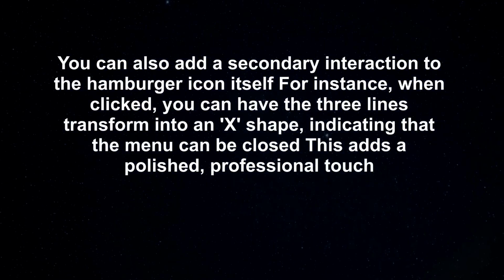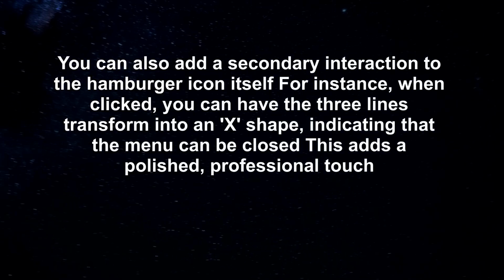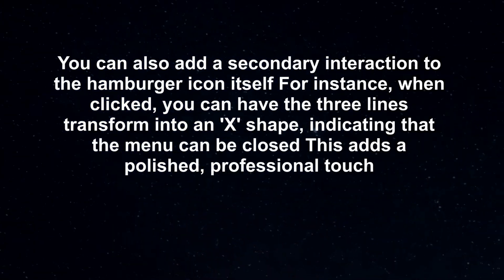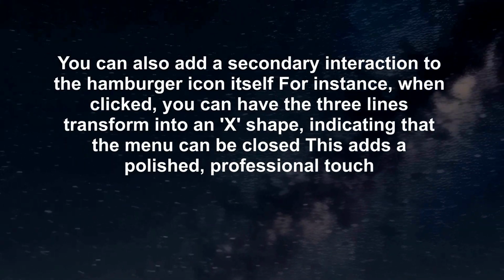You can also add a secondary interaction to the hamburger icon itself. For instance, when clicked, you can have the three lines transform into an X shape, indicating that the menu can be closed. This adds a polished, professional touch.